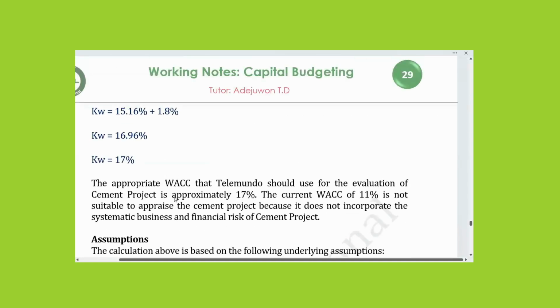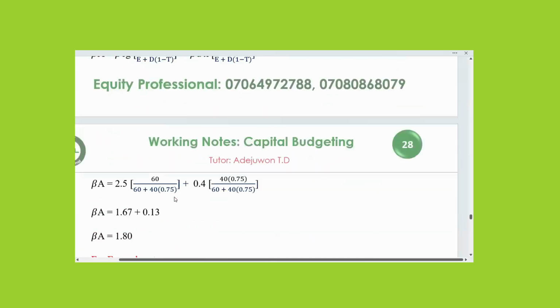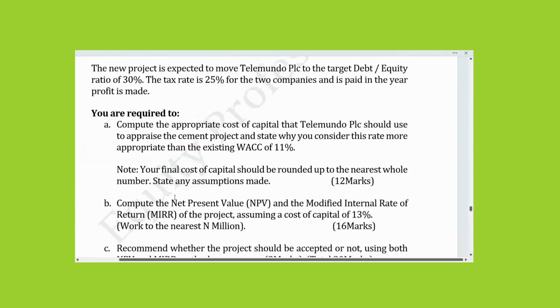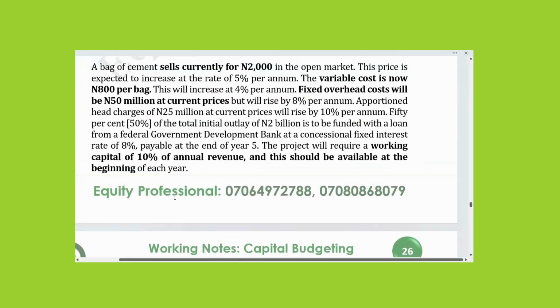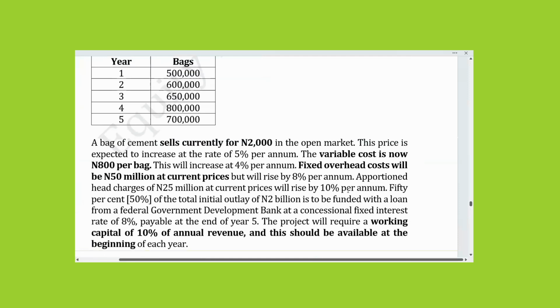Next, I will go back to the question and identify any other relevant cash flow. After variable costs, I want to check if I have any incremental, attributable, or specific fixed costs. In the same paragraph, we are told that fixed overhead costs will be 50 million naira at the current prices, but will rise by 8% per annum. So this is a future cash flow. Fixed overhead. The company will incur fixed overhead of 50 million naira. That is relevant. And we are told that it will increase by 8% per annum.